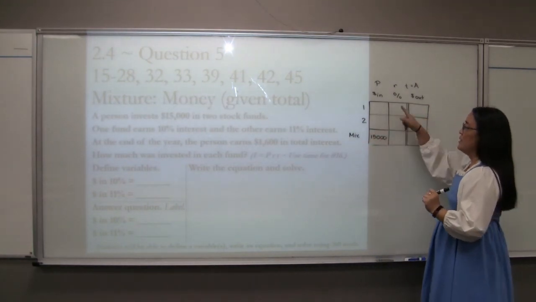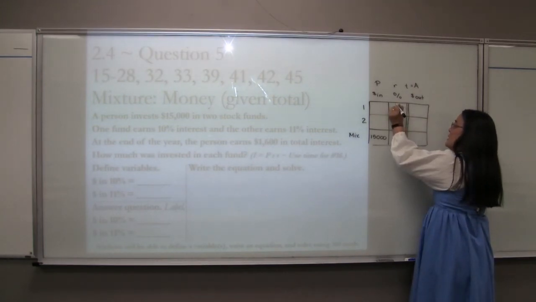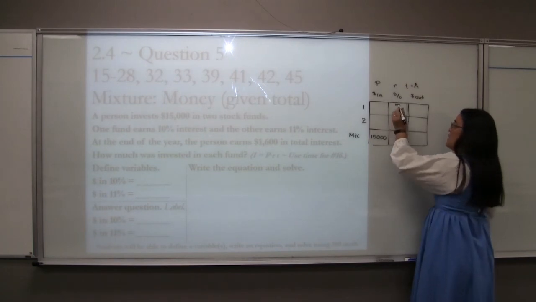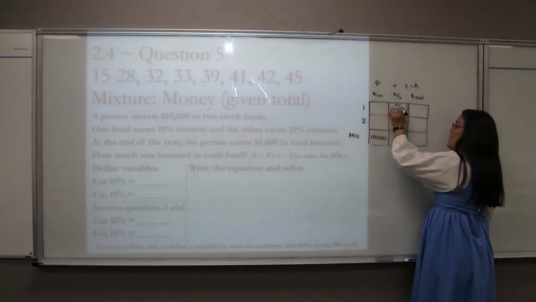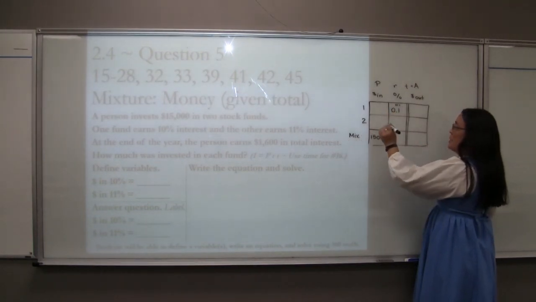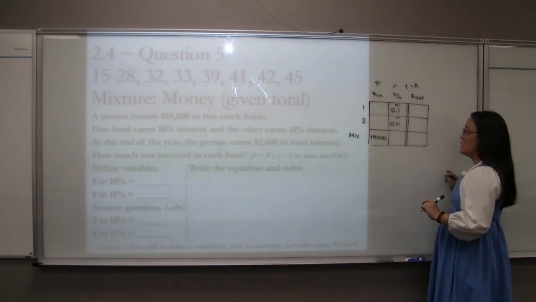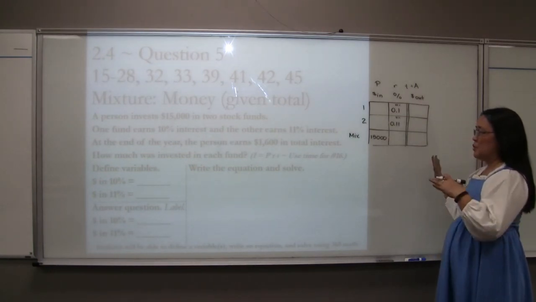Then, one fund earns 10% interest. The percents go here, but remember, we're not supposed to use percents in our equations. We have to change it into a decimal. And the other one earns 11%, which we also have to change into a decimal. You don't have to write the percents there. I'm just doing that to make sure that we can make the transition.